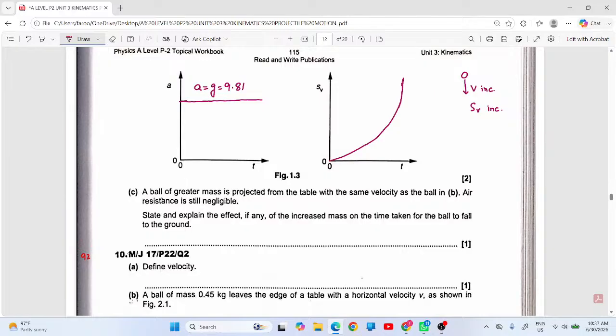Next, a ball of greater mass is projected from the table with the same velocity as the ball in part B. Air resistance is still negligible. State and explain the effect, if any, of the increased mass on the time taken for the ball to fall to the ground.